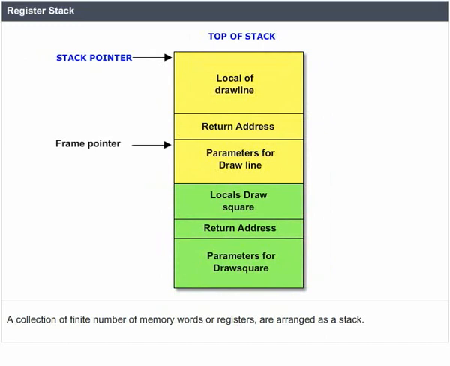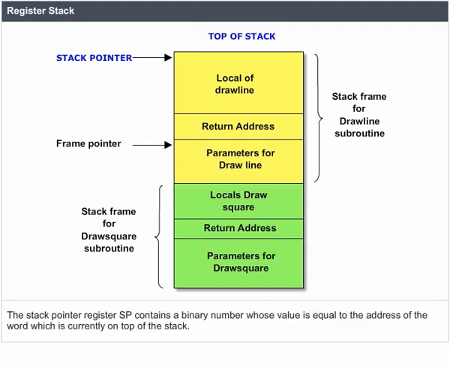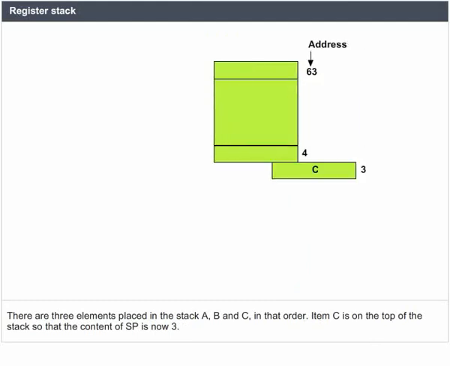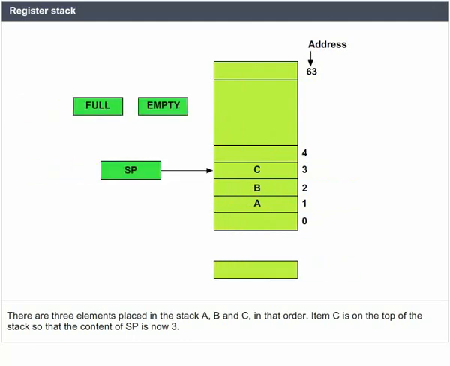Register stack. A collection of a finite number of memory words or registers is arranged as a stack. The stack pointer register SP contains a binary number whose value is equal to the address of the word currently on top of the stack. Here, three elements are placed in the stack, A, B and C, in that order. Item C is on the top of the stack, so the content of SP is now 3.